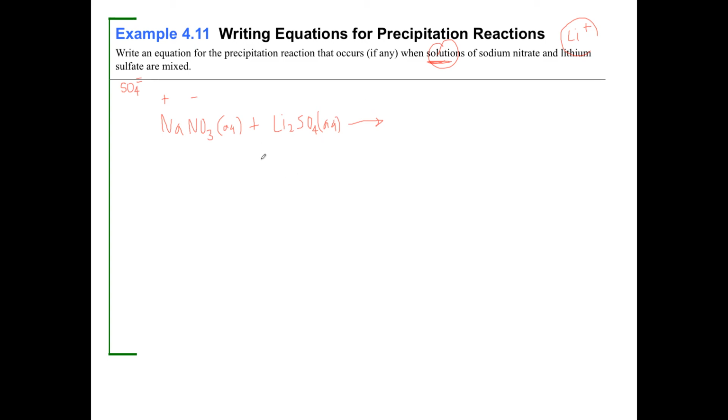Okay, so if these guys precipitate, sodium is not going to pair with lithium because that's a metal. Sodium is going to go with sulfate, and nitrate is going to go with lithium. So let's write these out. Sodium is +1, and sulfate is -2, so it's going to take 2 sodiums to pair up with sulfate. We'll see what the state is in just a moment.